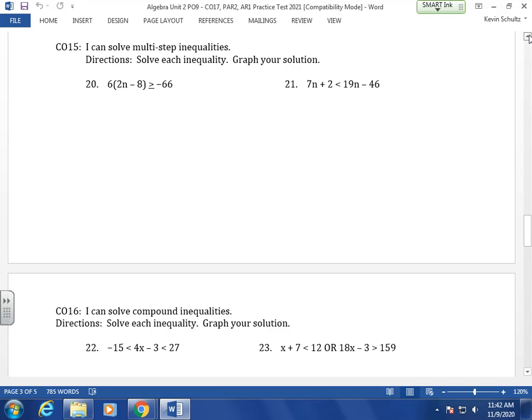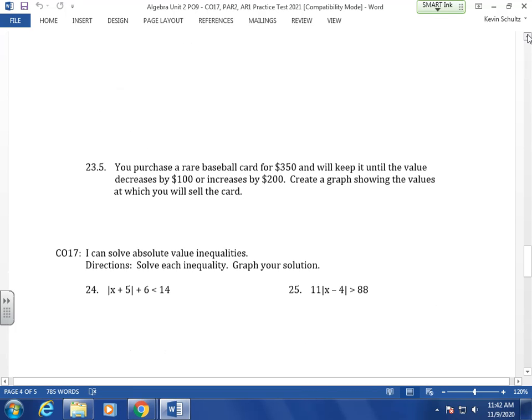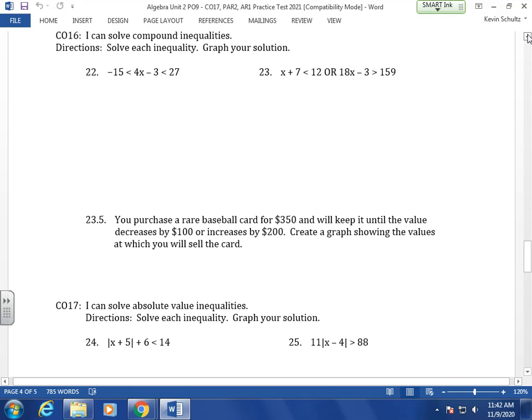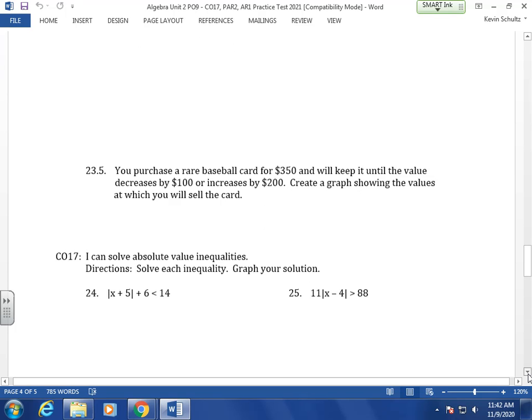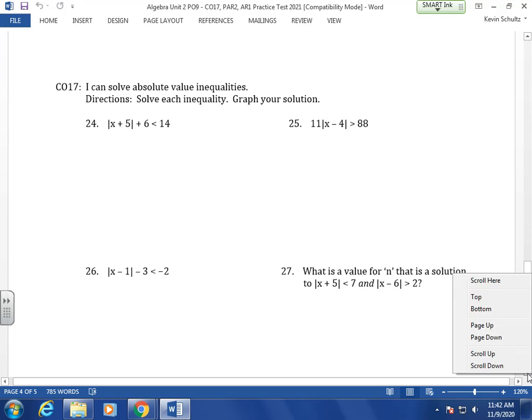Okay. CO16, compound inequalities. Your and or statement is given to you. Anything here? No? All right.